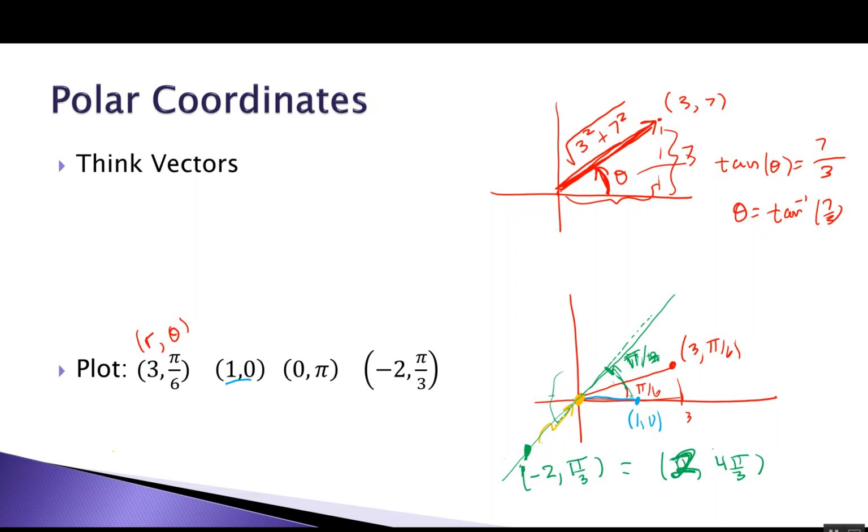2 comma 4 pi over 3. So these points have got many, many names. We can give the same point many different names here. All right. Here are a couple of graphs to know about. R equals 3 is actually a very nice graph to know about. In this graph, these are the points that are all 3 units away from the origin, right? That's just a circle.